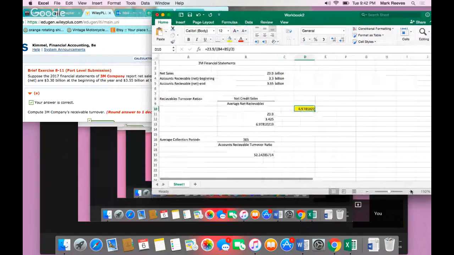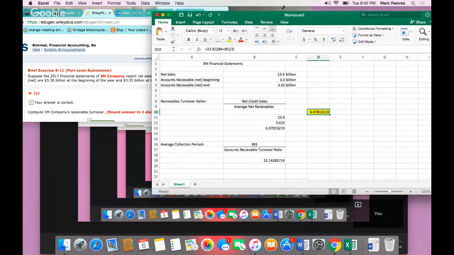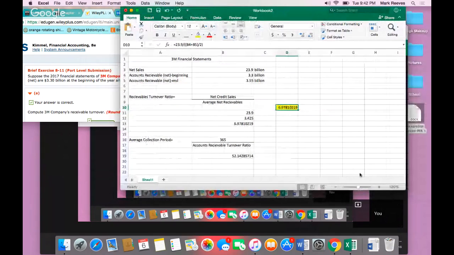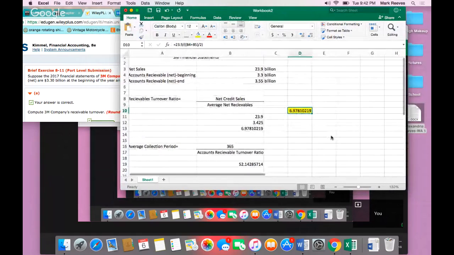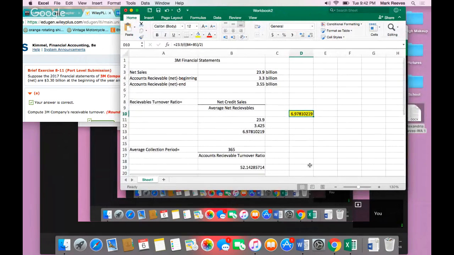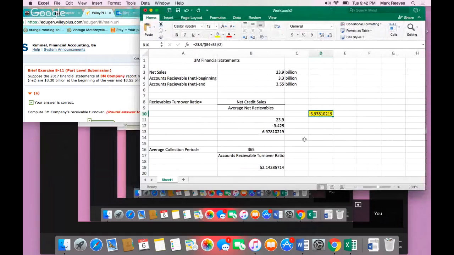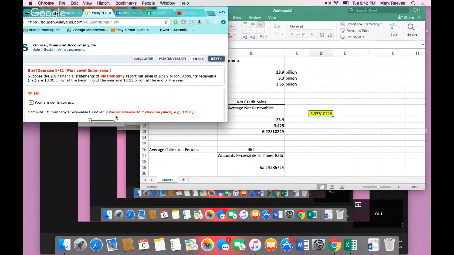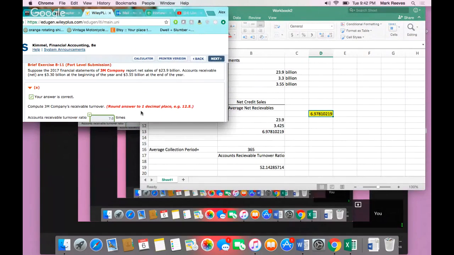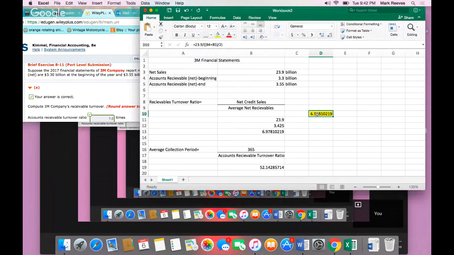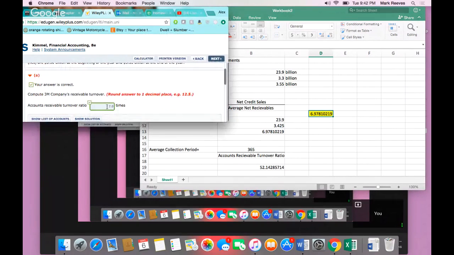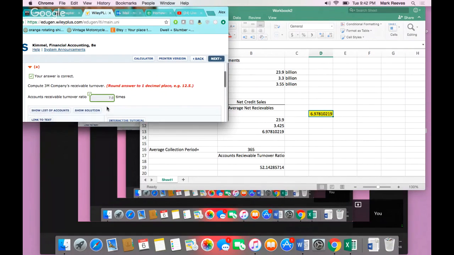6.978. I'll make this a little bit bigger for you guys so you can see it. Okay, that's good. Here it asks us to round the answer to one decimal place. Because this is 6.97 and the 7 is something you would round up, that gives you an answer of 7 for the turnover ratio. Accounts receivable turnover ratio is 7 times.